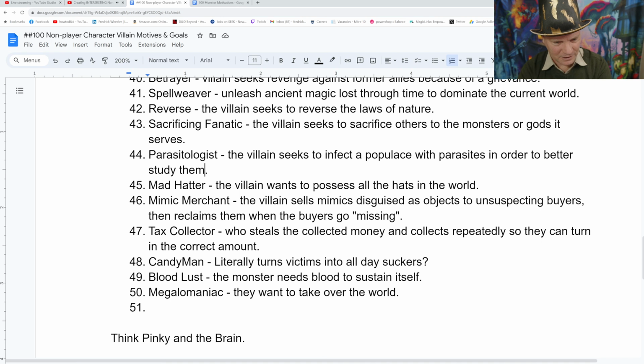Candyman literally turns victims into all-day suckers. I think that's suckers or candy. I think that's what it's supposed to say there. Okay, it's a strange one. Bloodlust. The monster needs blood to sustain itself. So basically a vampire. So megalomaniac. We've kind of got conqueror. I don't think we'll need megalomaniac, although what I might do is just put a question mark beside it for now, and just make sure it's sort of okay.